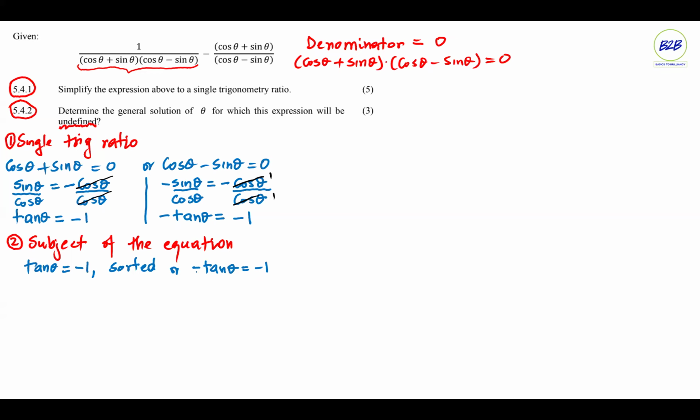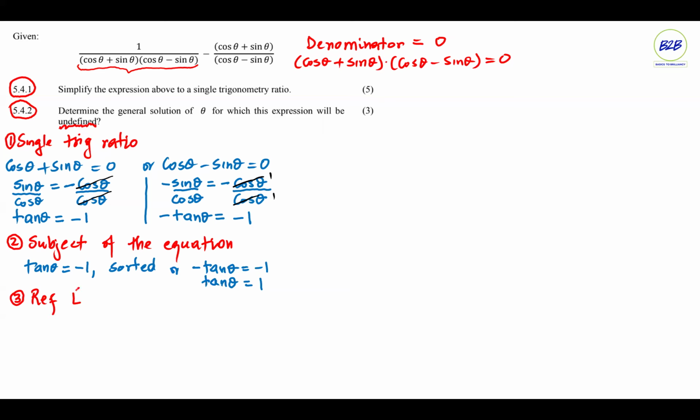So we must then remove that negative, divide by -1 on both sides of the equation or multiply by -1 on both sides of the equation. It's up to you. So eventually we'll get tan theta equals -1 times -1, which gives us a +1. And then we have within that equation the trigonometric ratio, which is tan, as the subject of the equation.